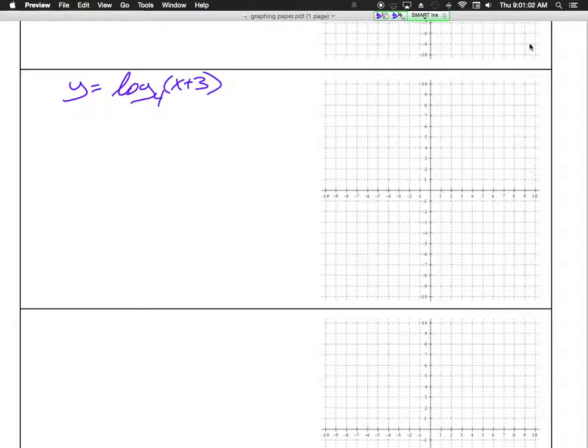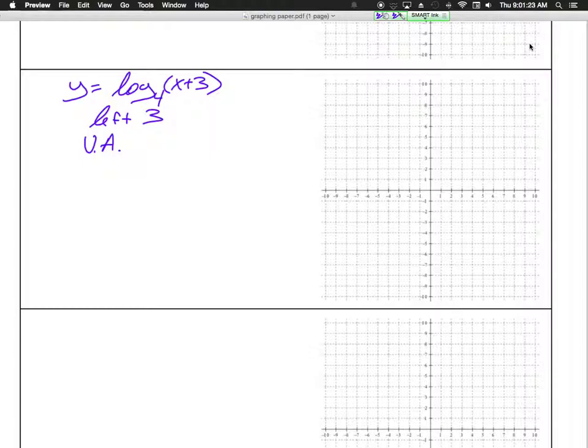Okay, so y equals log base 4 of x plus 3. So what's my shift? Left 3. So left 3. What's my vertical asymptote?